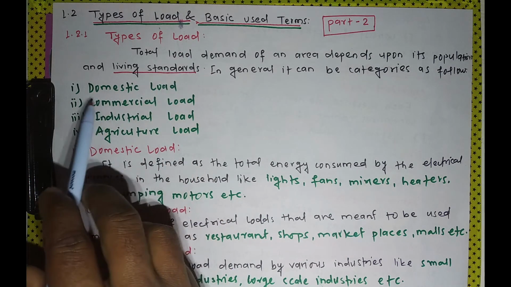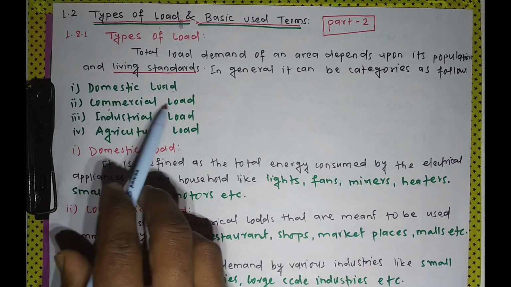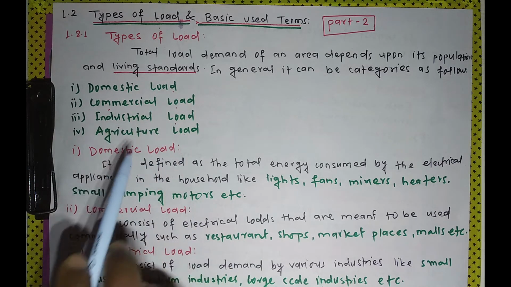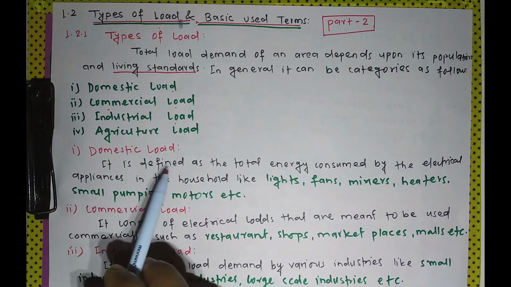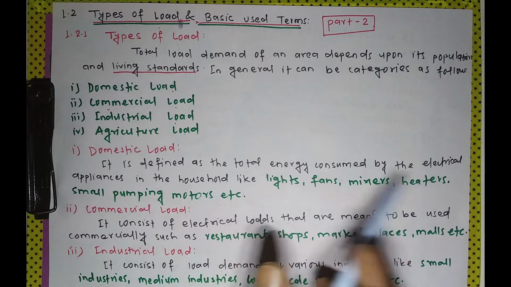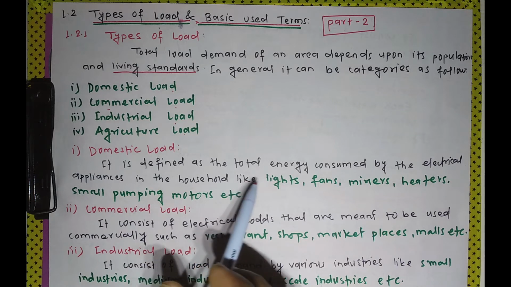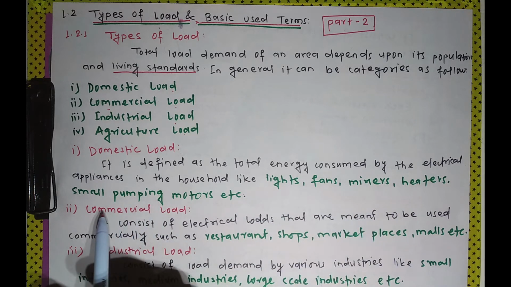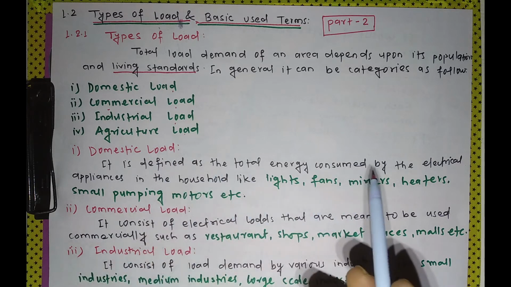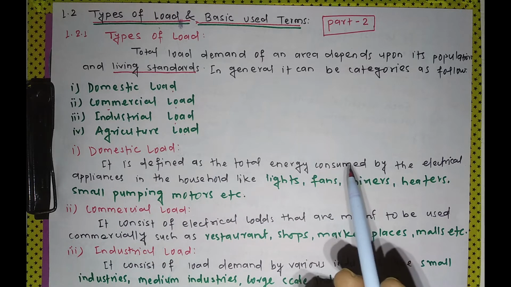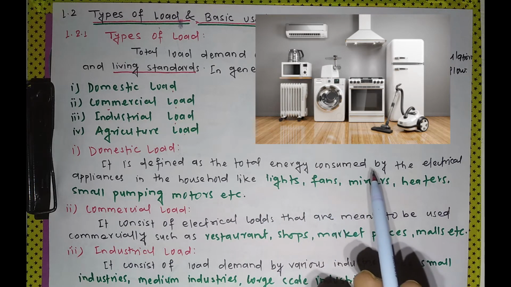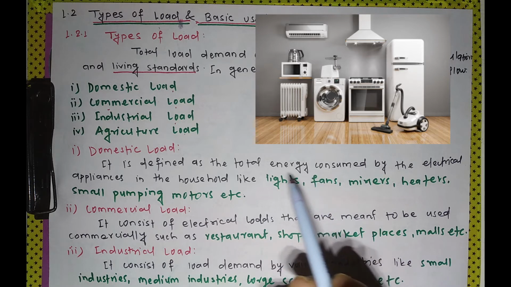In general, we can categorize the types of load into 4 types: domestic load, commercial load, industrial load, and agricultural load. Let's talk about the domestic load. It is defined as the total energy consumed by the electrical appliances in the household, like lights, fans, mixer, heaters, a small pumping motor, etc. Domestic loads are the loads used in the household, like fans, heater, mixer, AC, cooler, etc.